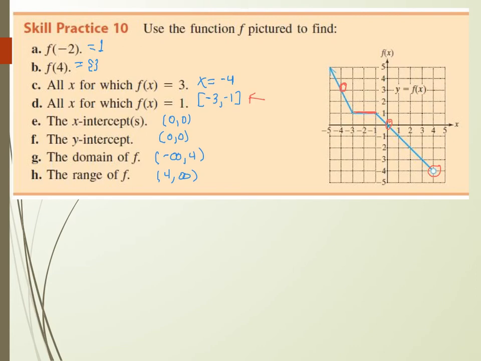The domain, it goes from 4 to all negative values. So that's where I have the interval negative infinity to 4. And then the range values go from 4 to positive infinity. So there's my range values there.